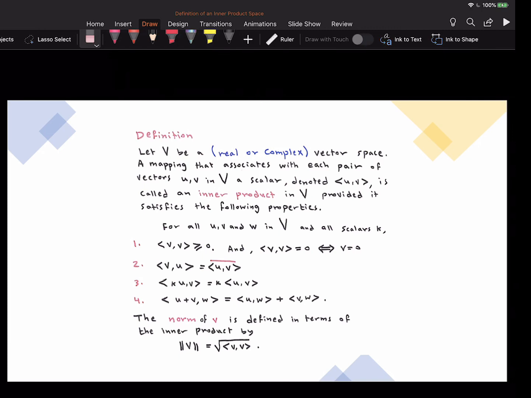For all U, V, and W in V, and all scalars k, the inner product of V with itself will be greater than or equal to 0, and it will equal 0 if and only if V equals 0. Now what's interesting is number 2 here, so I'm not going to read 3 and 4. Number 2, as you could see, the inner product of V and U will be the conjugate of the inner product of U and V. We can switch them, VU and UV. The norm of V is defined in terms of the inner product.